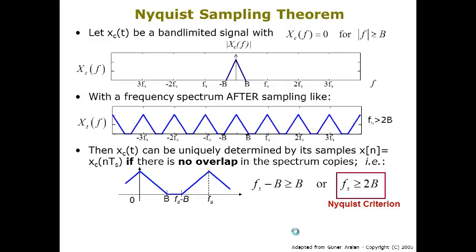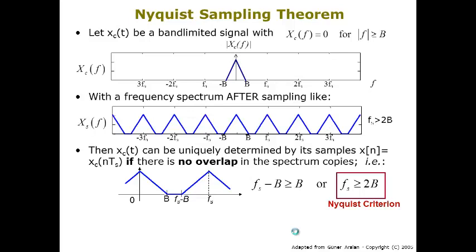But if I don't want to lose anything in the process, because I have all these copies, I want to make sure these copies don't overlap. Because if they start overlapping, then the stuff going on at the bottom of this one starts messing with the stuff at the top here, and I can't tell one from the other. They'll be intermixing. So let me blow up what's going on in here.